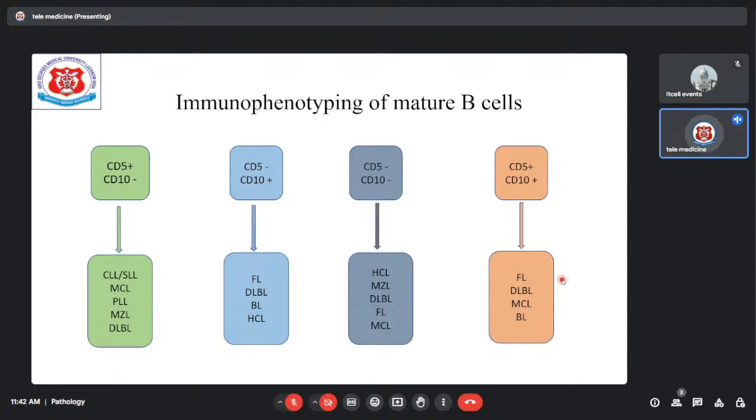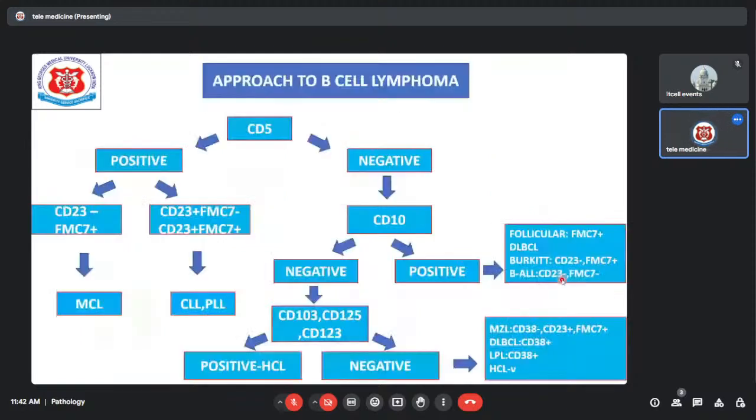You can use this approach also. Both approaches are very beneficial. Check for the presence of CD5. If CD5 is positive, check for the presence of CD23 and FMC7. If FMC7 is negative, it is CLL. If CD23 positive, FMC7 positive, it is prolymphocytic leukemia. If CD23 is negative, FMC7 positive, it is mantle cell.